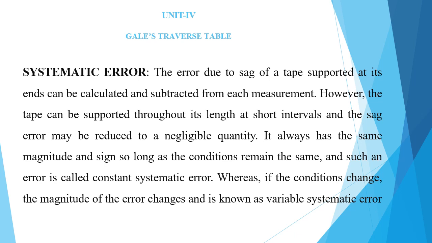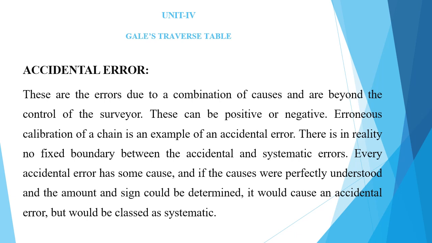It always has the same magnitude and sign so long as conditions remain the same, and such an error is called a constant systematic error. Whereas if the conditions change, the magnitude of the error changes and is known as a variable systematic error. Accidental errors are errors due to a combination of causes and/or beyond the control of the surveyor. These can be positive or negative.